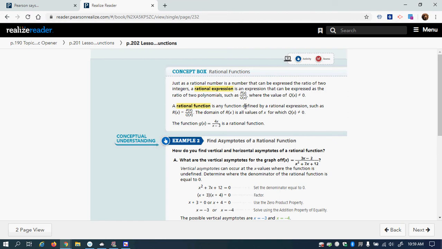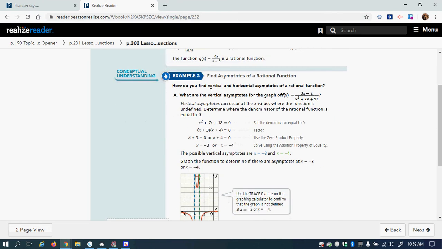A rational function is a function defined by the same case. So we have expressions that don't have equal signs, and rational functions that do. And so let's take a look at how you find the asymptotes. In this case, let's look at the vertical asymptotes. So what are the vertical asymptotes for this particular equation? The 3x minus 2 all divided by x squared plus 7x plus 12. So let's take a look at that, only looking at vertical asymptotes.